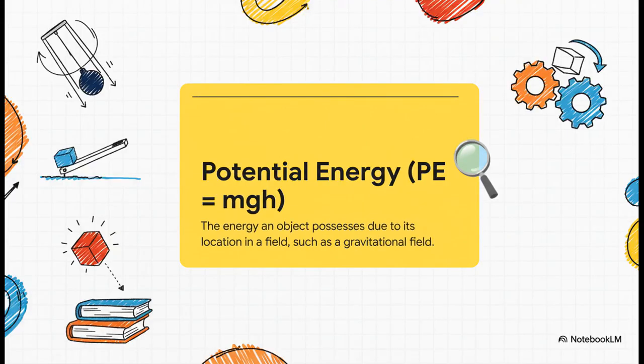One of the big forms of energy is potential energy. This is basically stored energy, the energy of possibility. Think about a ball held high up in the air. It has gravitational potential energy. It's not doing anything yet, but it has the potential to, just because of where it is.